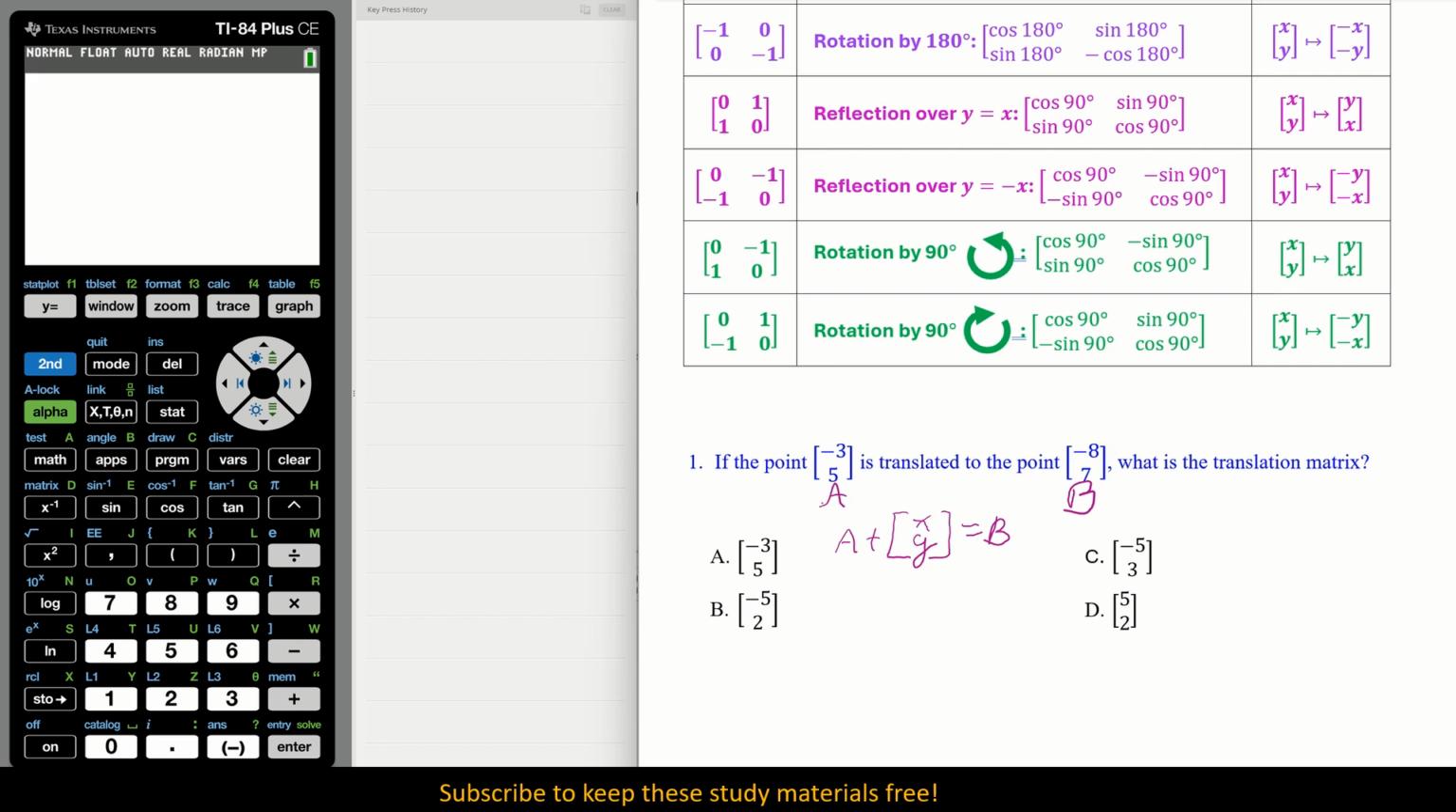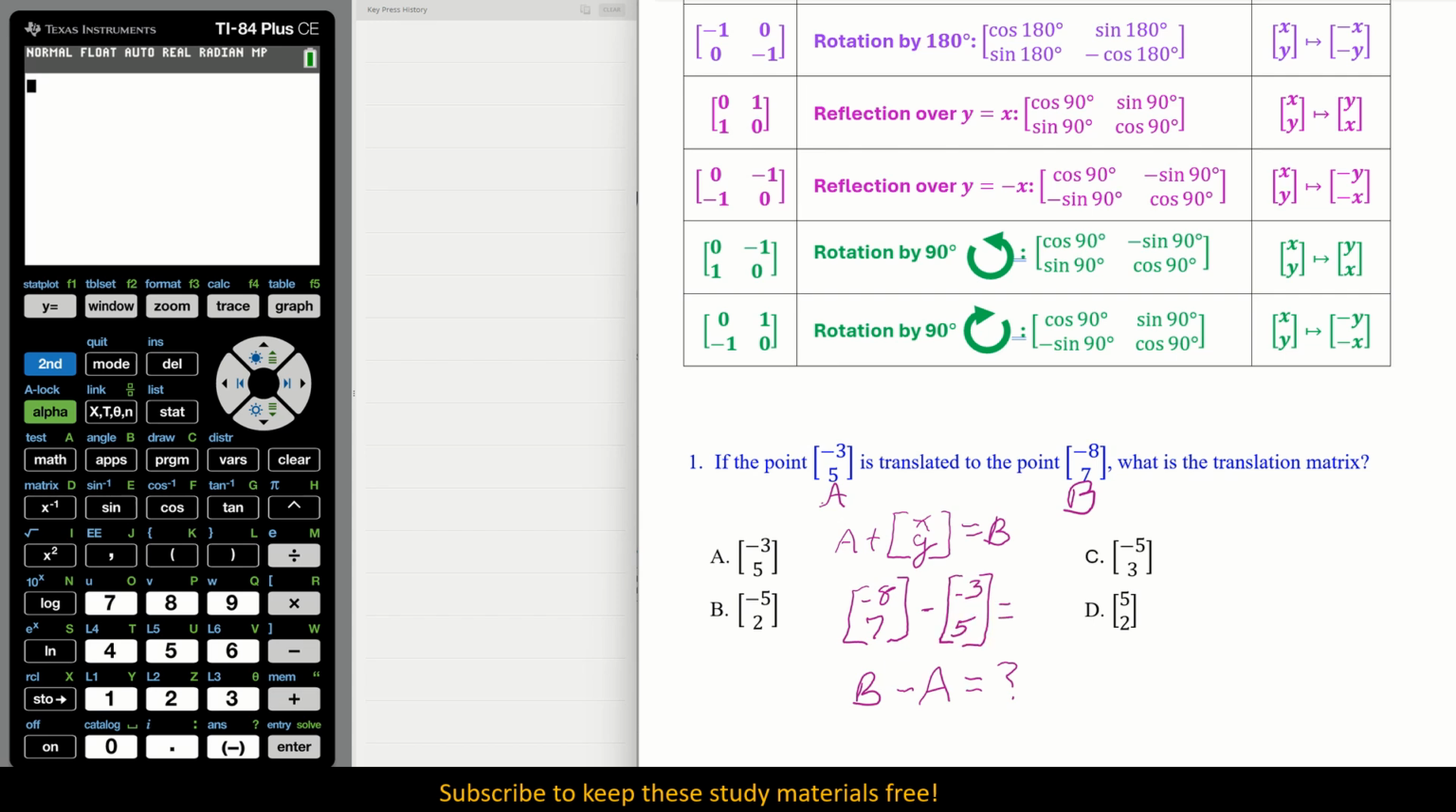Okay? So naturally, we can subtract. So we take B, okay, and I'll state this better. Let's state it down here: B minus A equals our unknown matrix. Okay? So this means we need -8, 7. Subtract from that -3 and 5.